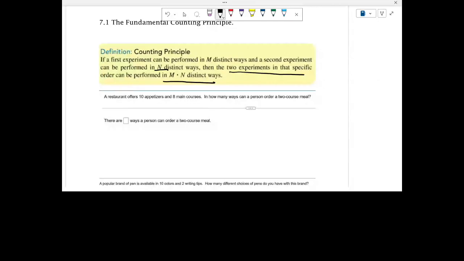It says a restaurant offers 10 appetizers and 8 main courses. And how many ways can a person order a 2-course meal? Okay, so look, y'all, the first one is going to be our appetizers, and the second one is going to be our main course. And so that's for you. You're welcome.